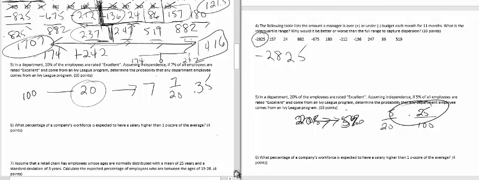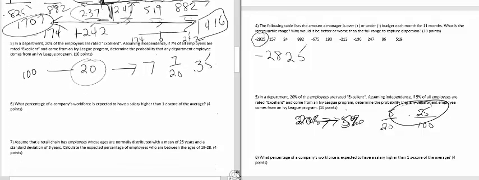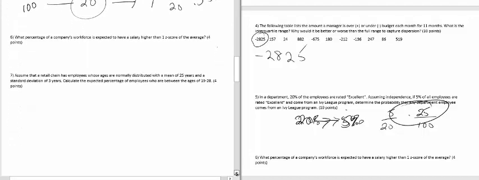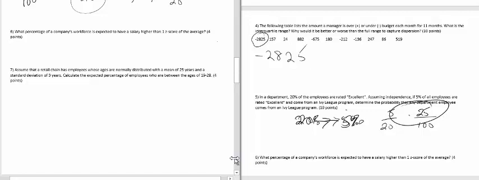All right, so question number 6. What percentage of a company's workforce is expected to have a salary higher than 1 z-score of the average? Again, it's so easy to make mistakes because you're going too quickly or not forcing yourself to think step by step. So the first thing we do here, we're looking at a z-score and we're going to look at the space underneath the normal curve.